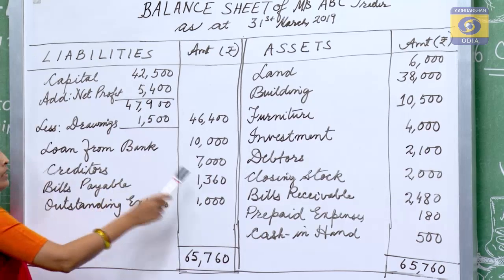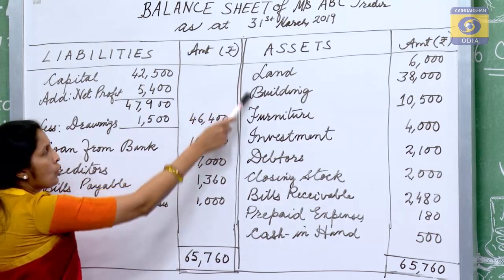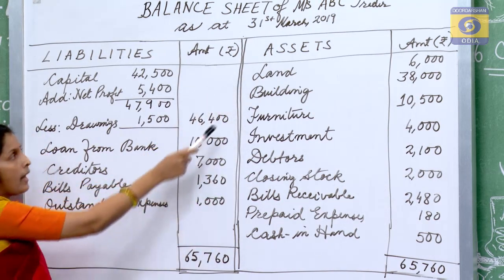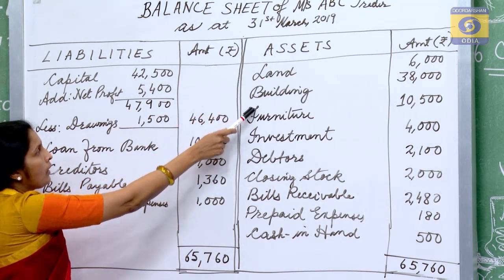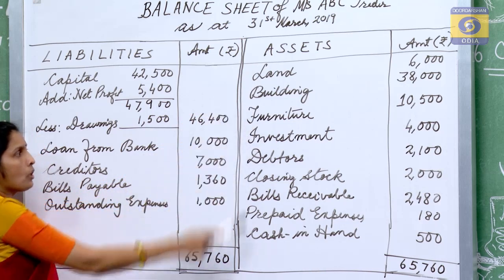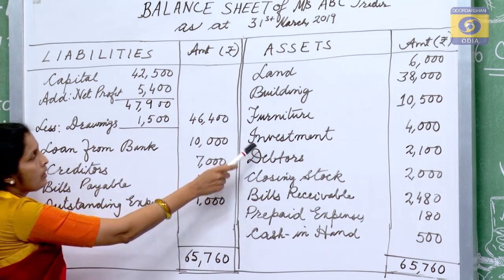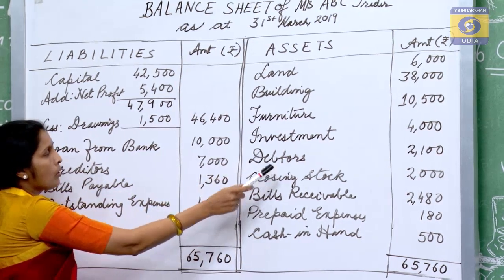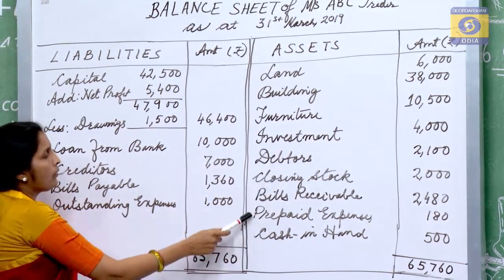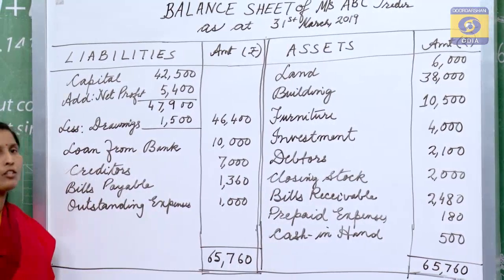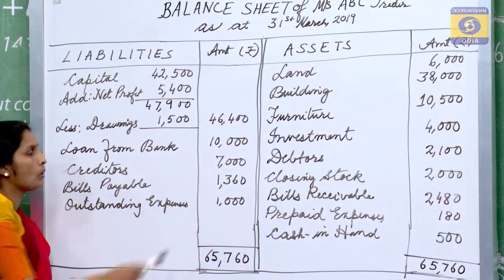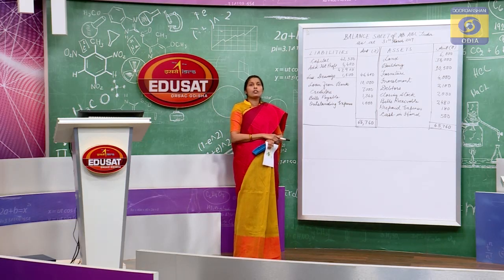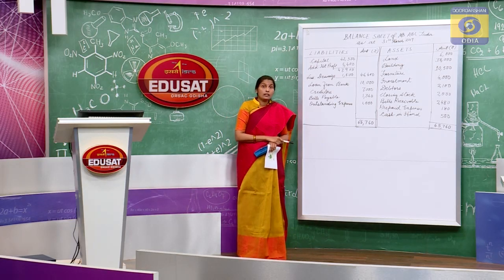Then we moved on to the asset side. All the assets are in the order of permanence. As you can see, I started with the most permanent asset, that is the land. As we moved down, then building, then furniture, then investment, then all these are your current assets: debtors, closing stock, bills receivable, then prepaid expenses and cash in hand, and then we do the totaling. The important thing to keep in mind is that the balance sheet should always tally.